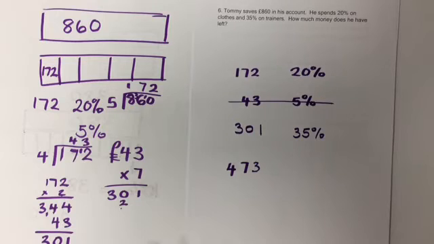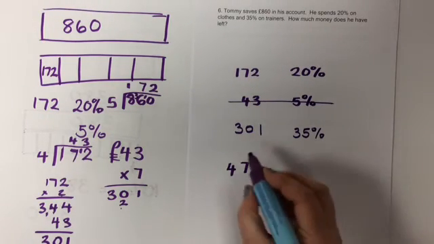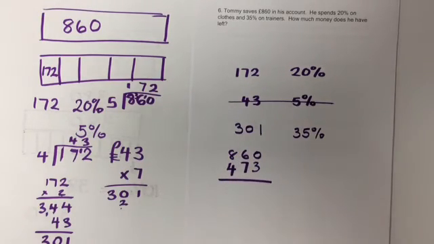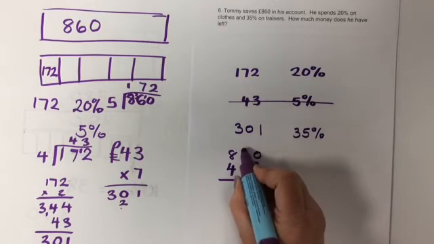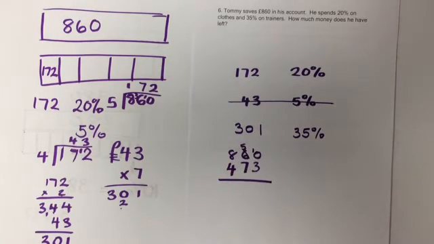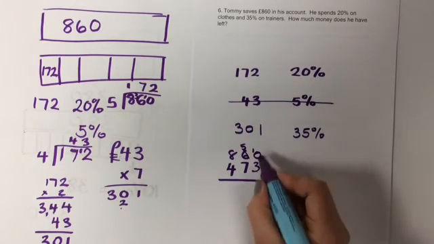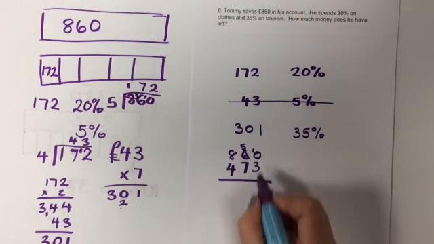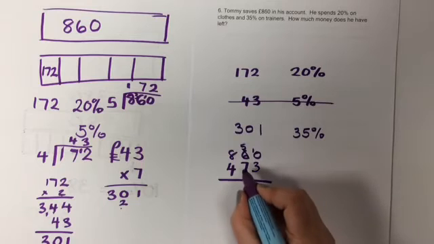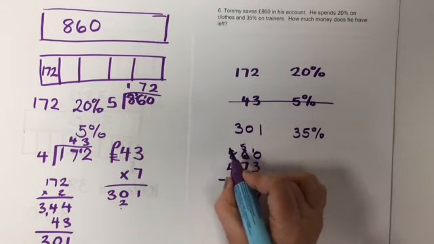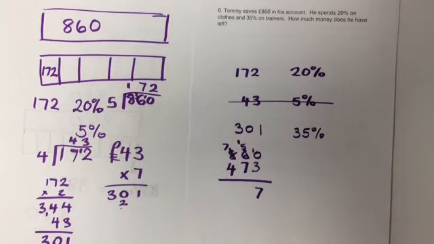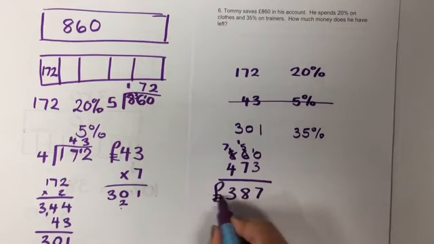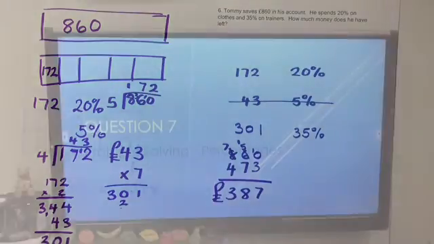It isn't, because he actually said how much money does he have left. So we've got to take that 473 away from 860. Well, he has spent quite a lot of his money, hasn't he? So 3 from 0 doesn't go, but we can exchange that for 10 tens. So for 1 10, for 10 units, 3 from 10 is 7. 7 from 5 we can't, so we have to exchange a block of 10. 7 from 15 is 8. 4 from 7 is 3. So he has got £387 left.